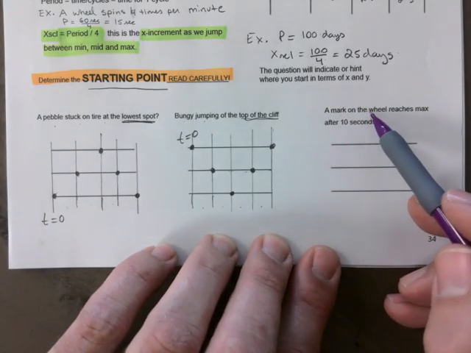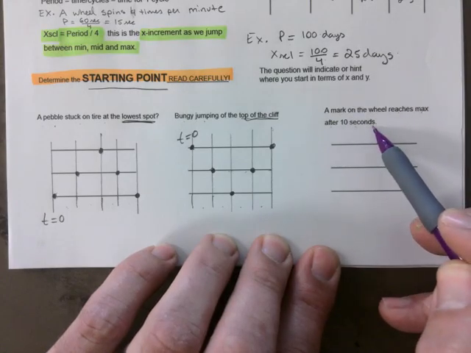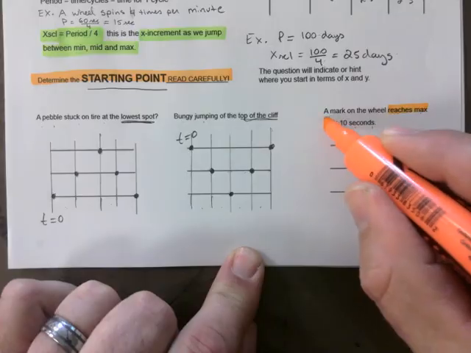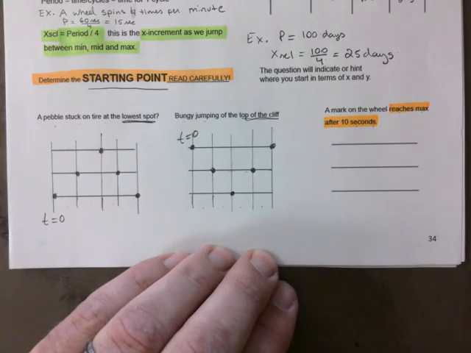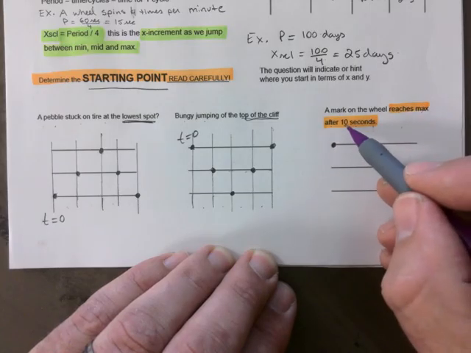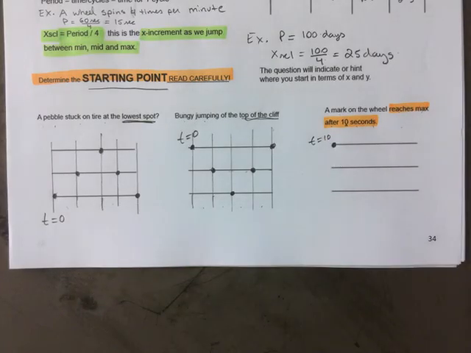Next, a mark on the wheel reaches a max after 10 seconds. Highlight that part. It reaches a max after 10 seconds. So where are you starting this story? You're starting it at the max. But what is your starting time? Is it 0? It is not. It is 10 seconds. So it's almost like they're fast forwarding this story, and all of a sudden, oh, at 10 seconds you're at the max. Let's start there, and let's do our story from there.